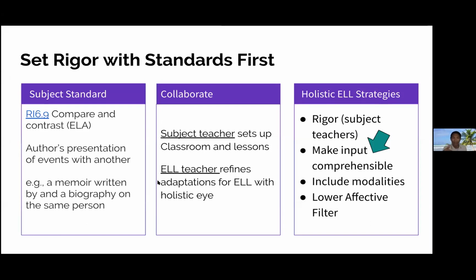This is a process. You start with the standards first, because you're setting that bar, setting that rigor. For those of you who've listened to me speak about this in math, this is kind of a review, applied to ELA this time. So we have a compare and contrast standard, RI 6.9, where you're comparing different authors. You're collaborating with the teacher by having them set up their classroom. Hopefully you have some input when you're collaborating with them.